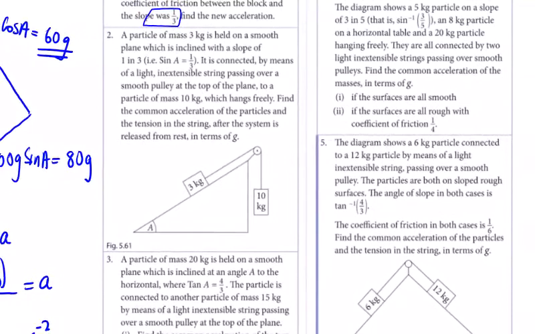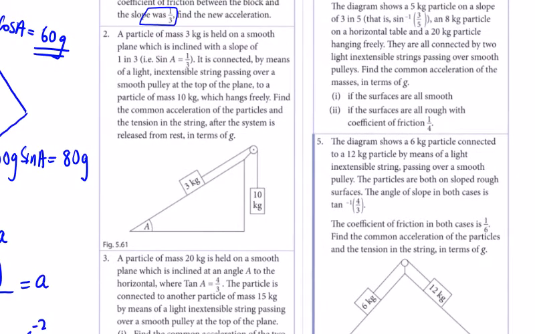So let's have a look at question 2. A particle of mass 3 kilos. We have an angle A and we have a mass of 10 kilos. And we're told sine A is a third. We'll get cos A if we need it. And nothing else unusual in this question. No mu, it's a smooth plane. We're asked to find the common acceleration and the tension, and it's going to be in terms of G.